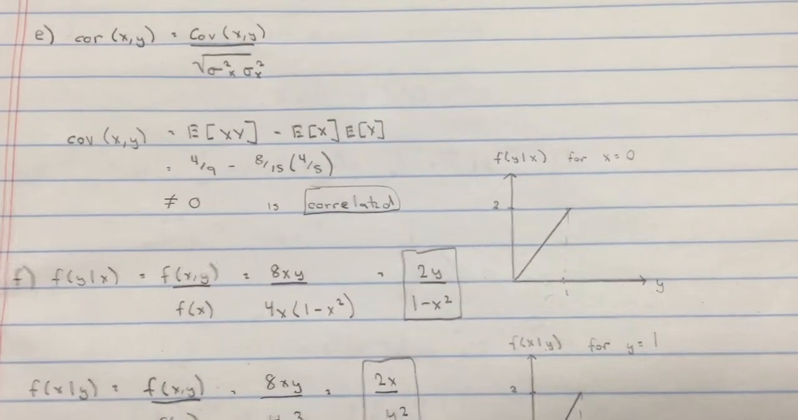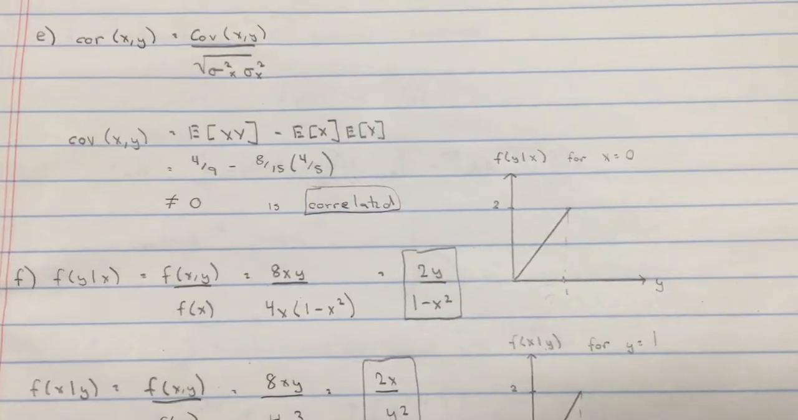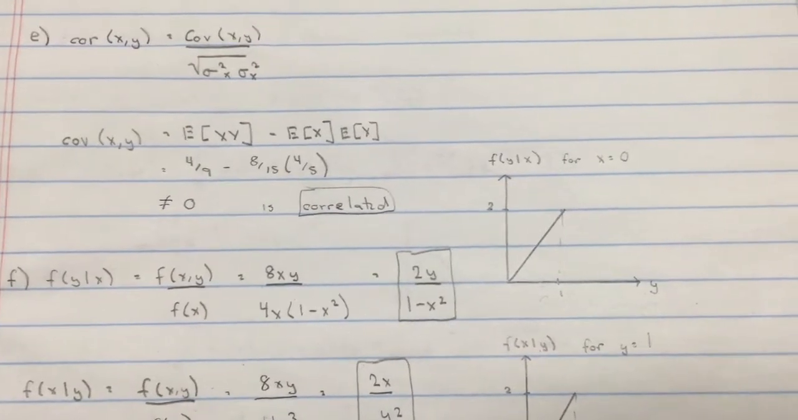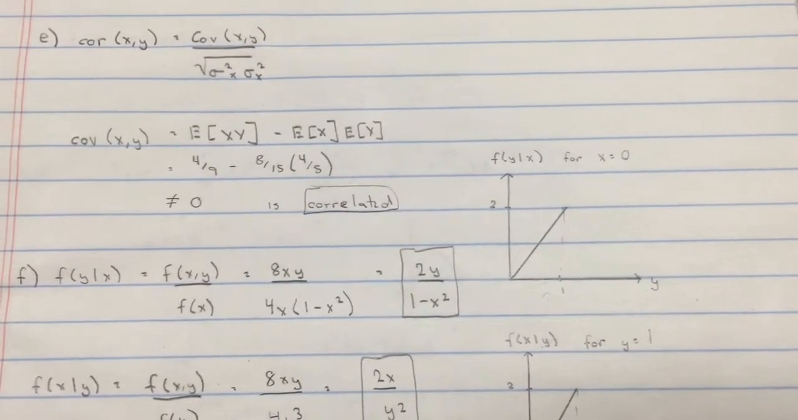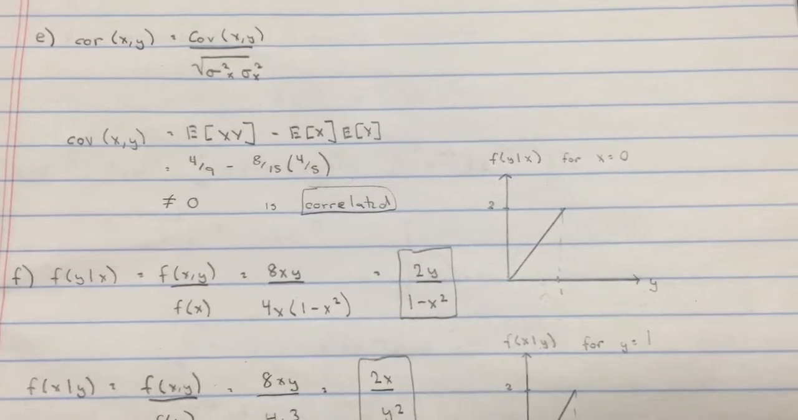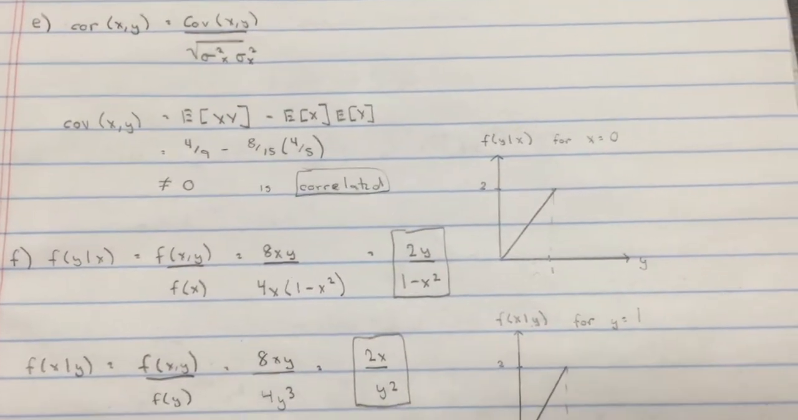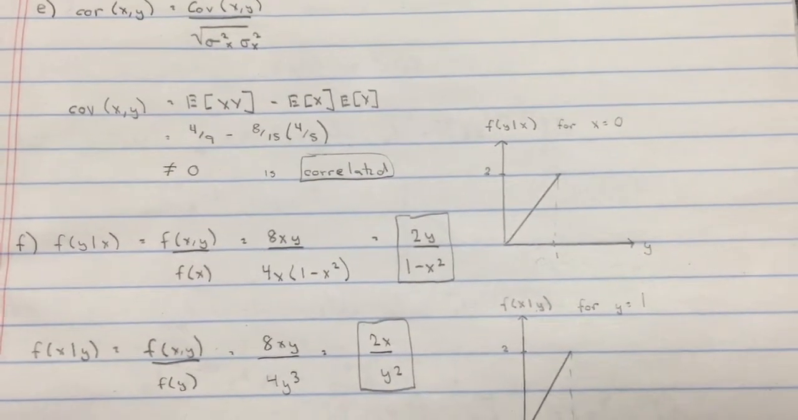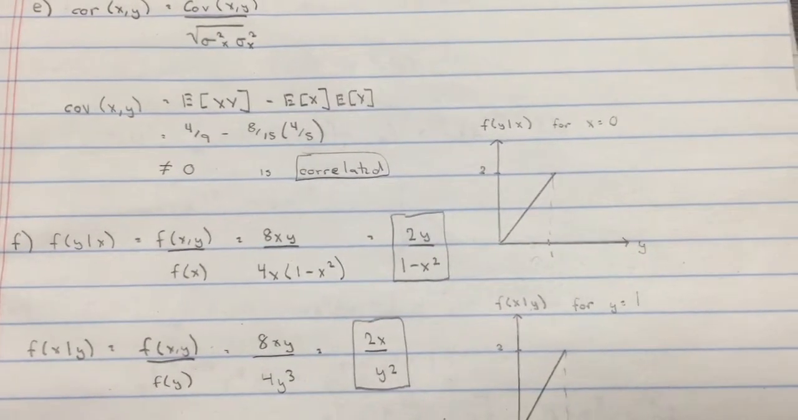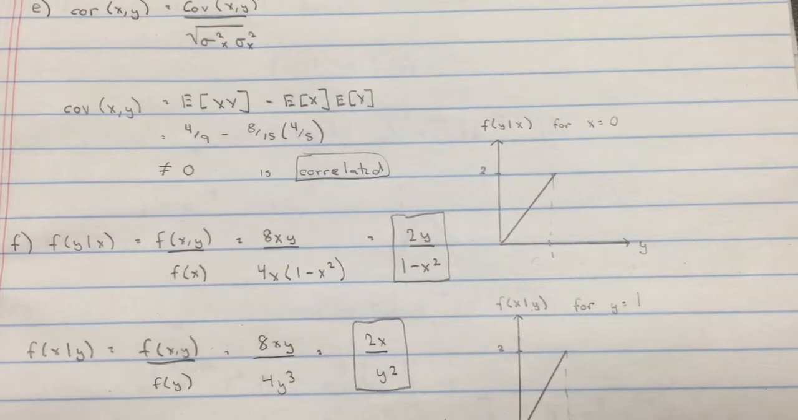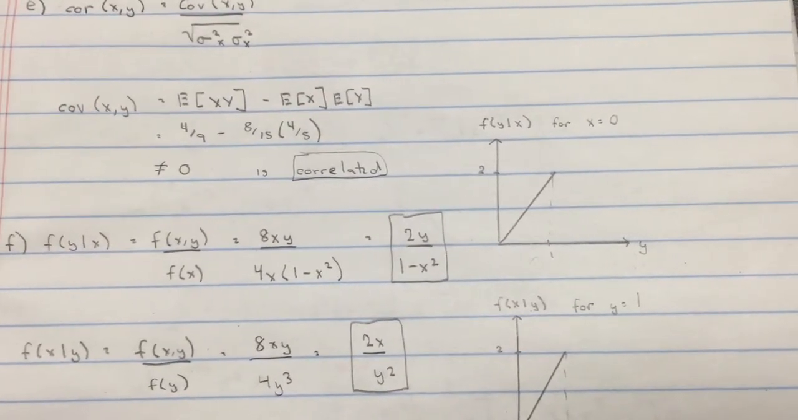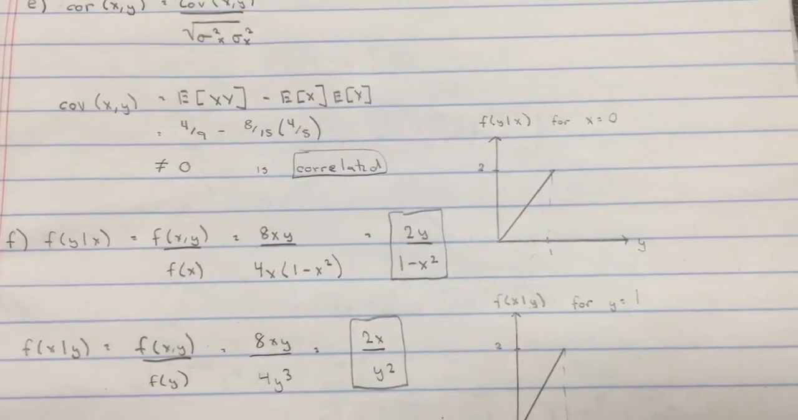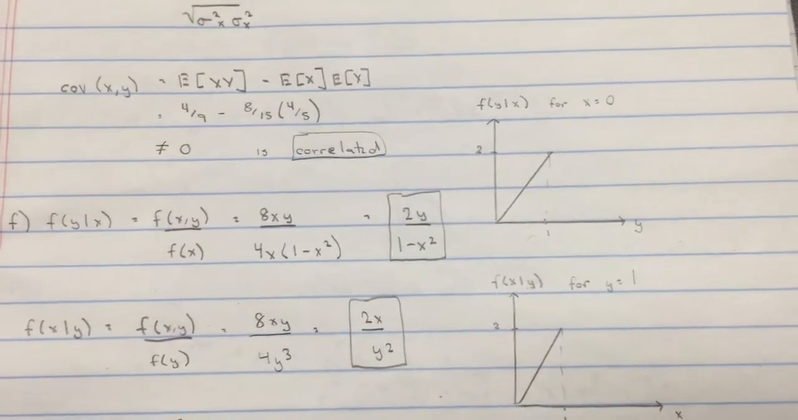Also, covariance is equal to the expected value of xy minus the expected value of x times the expected value of y. So obviously if covariance is equal to 0, then correlation will also equal 0. And so we simply just plug in our values for the expected values of xy, x, and y, which we found before. And so the expected value of xy is 4/9 minus the expected value of x times the expected value of y, which is 8/15 times 4/5, which, as you can see, clearly does not equal 0.